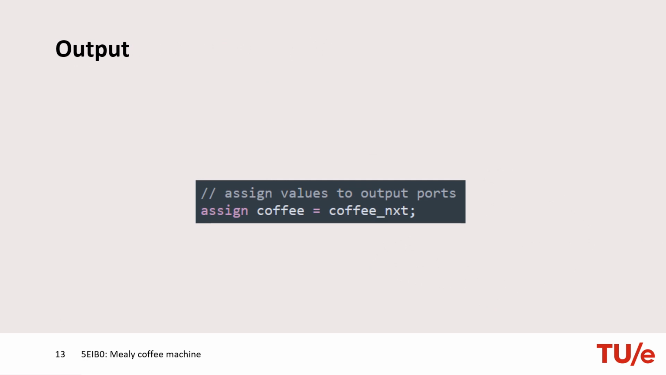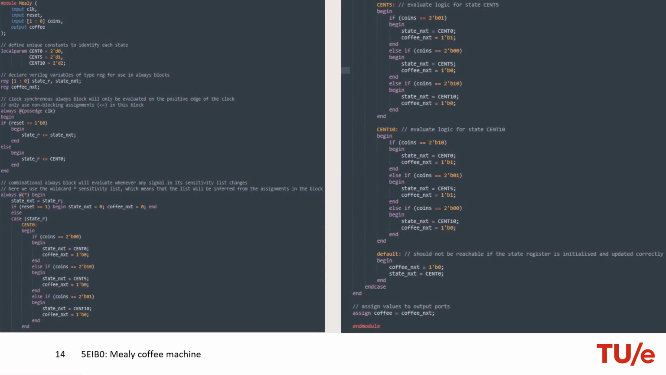And then the only thing you need to do is assign an output. This output is assigned by the following statement. Because you define your coffee next inside the always star block, you can just connect it as a wire to the coffee, which then will be checked in the grading software. So this is the full structure of the code. Please pause the video if you need the structure. And if you don't need it, then that's all good.